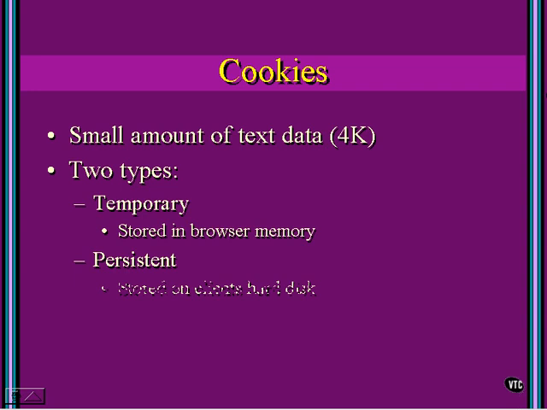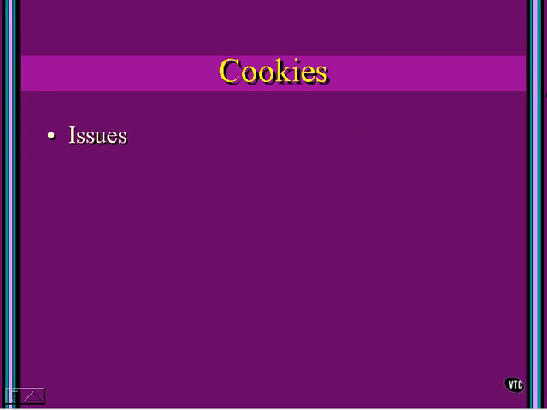Now, the next kind is persistent cookies, and this is where we actually store them on the client's hard disk. And again, this sounds like a great idea because we can set expiration dates and determine how long they stay there and so forth. The only problem is that there's about 3 million issues with cookies. First of all, you can only store string data, which means even if I'm going to store numbers, I have to convert them into a string before I put them in cookies.